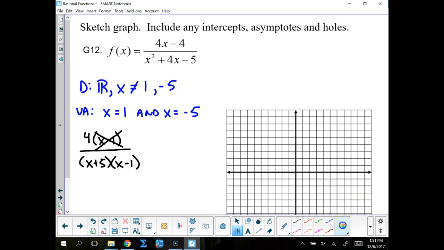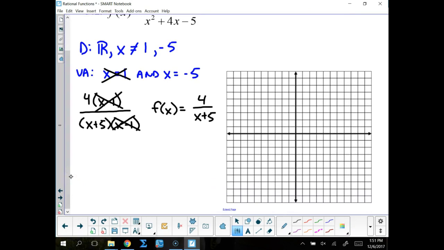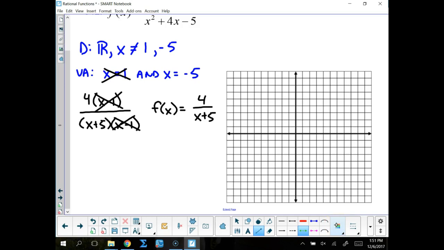The x minus 1s cancel each other out, which also cancels out the x equals 1 vertical asymptote. So my new function from here on out is 4 over x plus 5. I'll change these on the notes because it's not going to let me. It has a vertical asymptote at x equals -5. It has a horizontal asymptote at y equals 0.